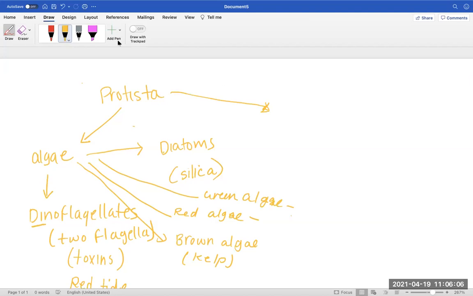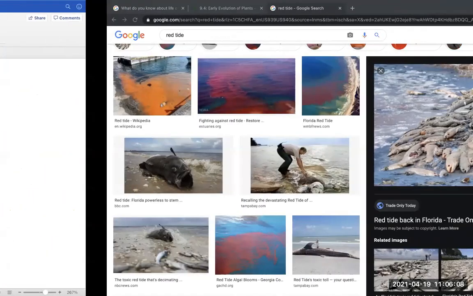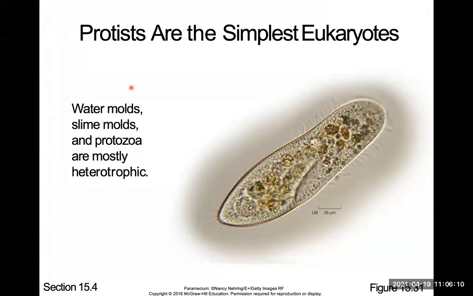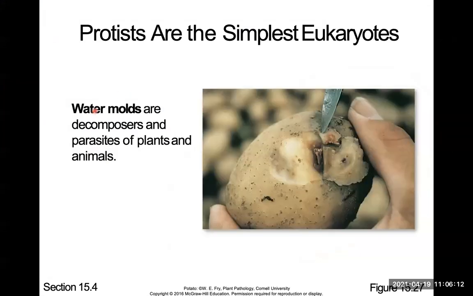Use maybe a different color for this. The only thing I want you to know about water molds is that they're decomposers and they're parasites. That's all I want you to know. If you have a fish tank and maybe your fish gets a disease, maybe a skin disease, it's probably coming from water molds. They are parasites of plants and animals. So that's all I need you to know about water molds.